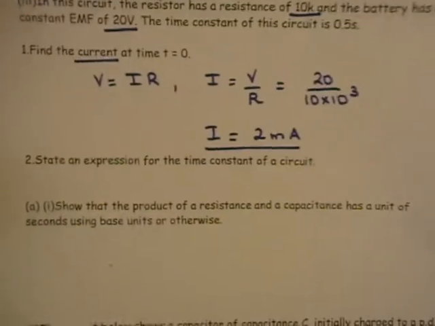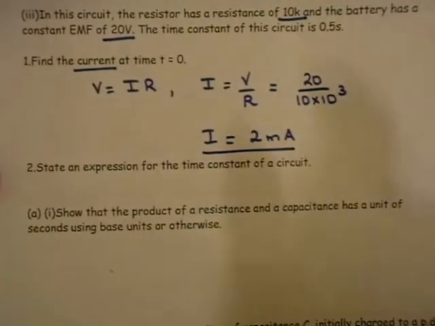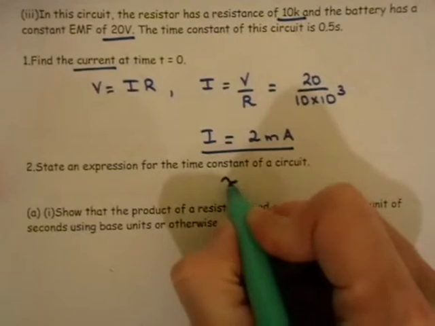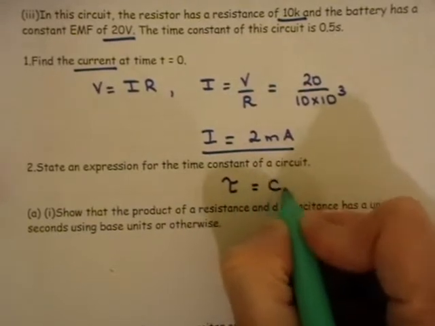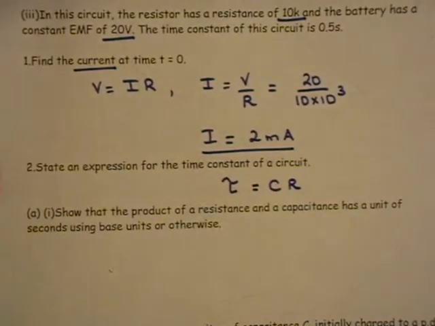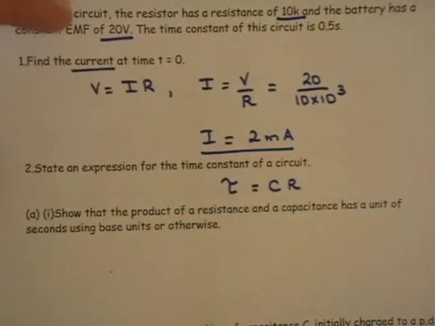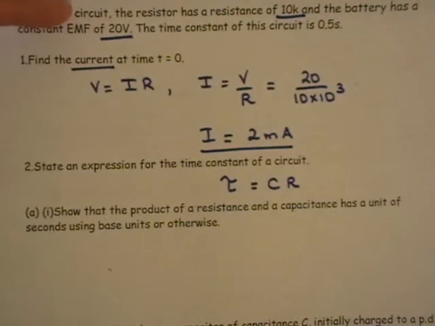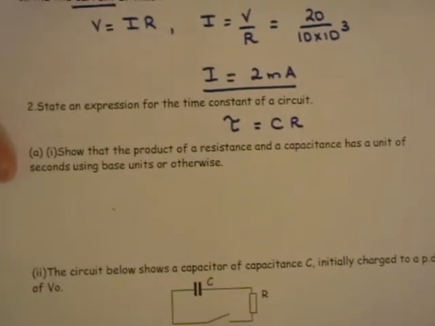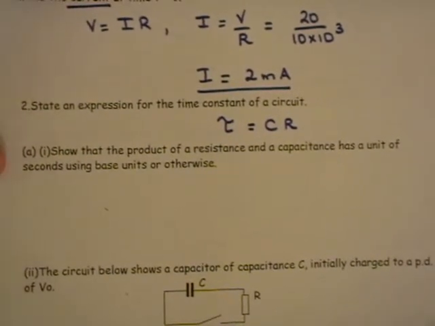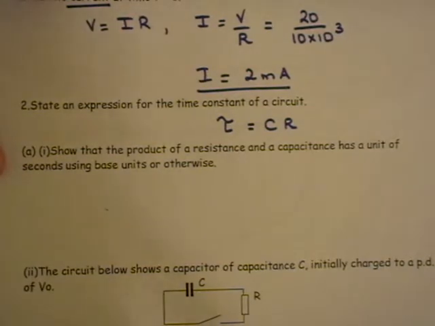Next question, state an expression for the time constant of a circuit, and that's given by tau is equal to C times R, the product of capacitance and resistance. Show that the product of a resistance and capacitance has a unit of seconds using base units or otherwise. Now base units are quite difficult using for capacitance or resistance, so the easiest thing to do is just show it otherwise using the equations.